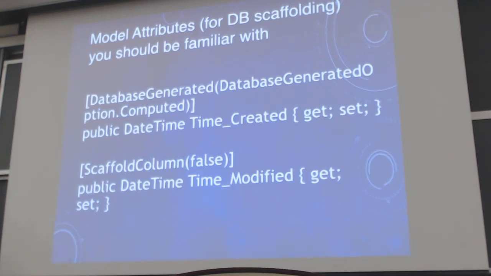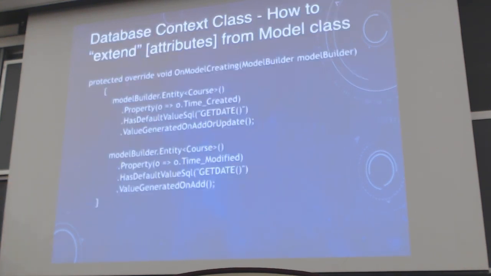Okay. But sometimes you can't get the things that you want from the attributes, so you have to actually write code. So where does that code go? Well, inside of your database context class, there is a function called OnModelCreating. This is where you can put extra information that you want special to your data fields or columns in your database. So in this case, we have modelBuilder.Entity Course.